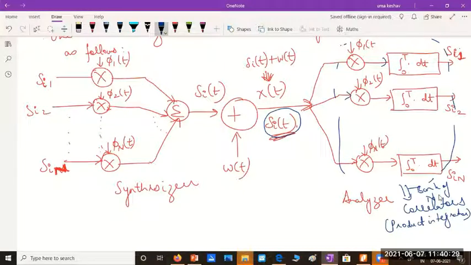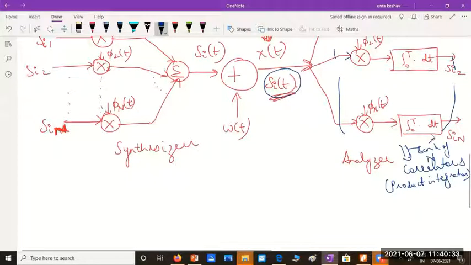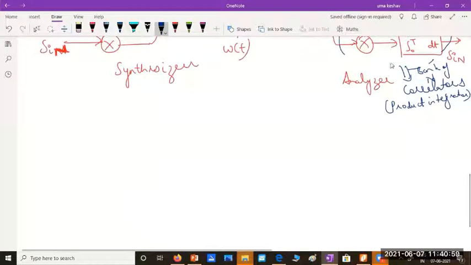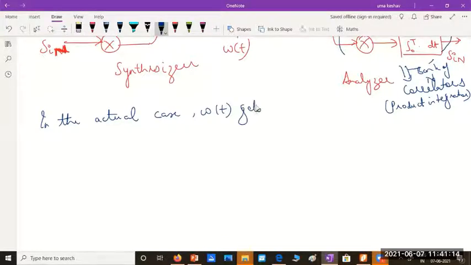Okay. So these synthesis and analysis functions we had written, and the effect of an AWGN channel will be to get a random signal X of t instead of the actual signal Si of t that was transmitted. And what would be the value of this X of t? It would be the transmitted signal plus white noise. So let's consider that and see what would be the output of these correlators. In the actual case, W of t gets added to Si of t in the channel.